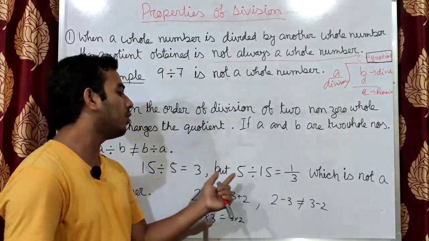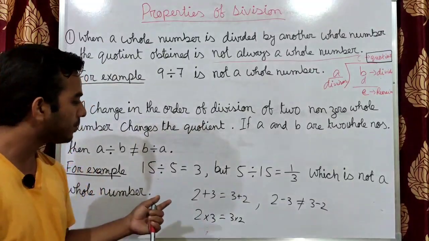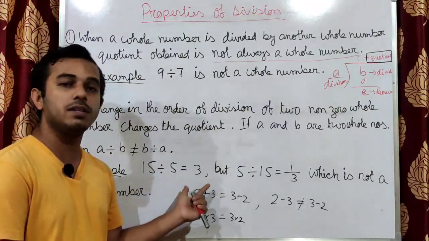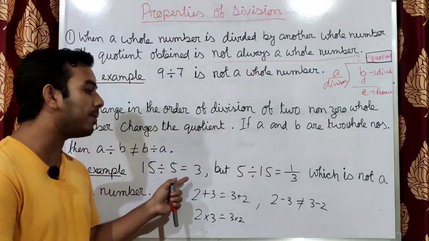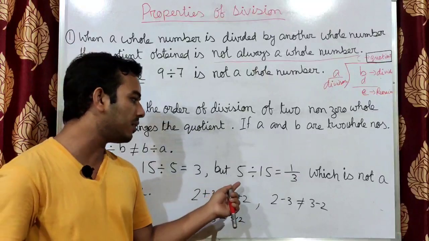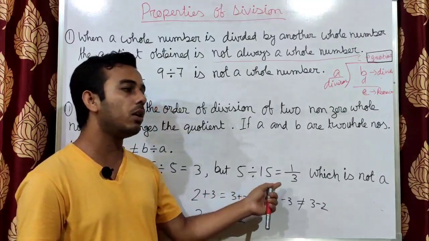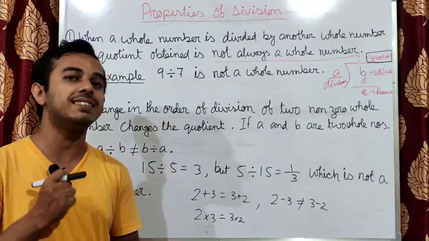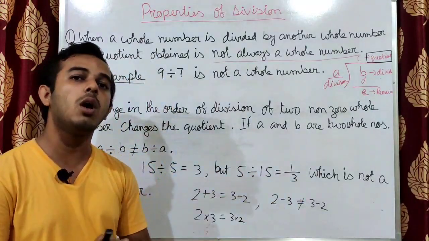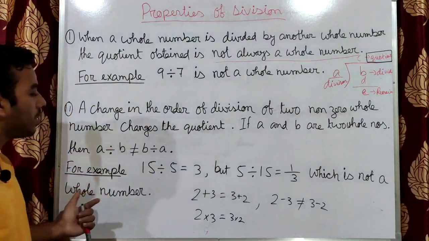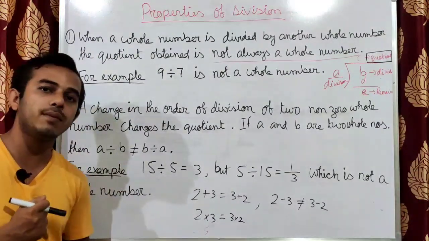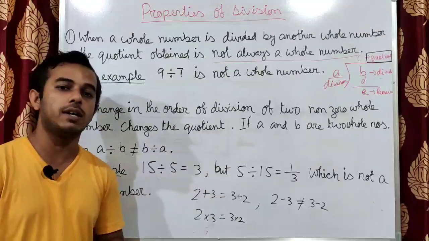Here, if we look at an example, 15 divided by 3, which we did earlier, is 5. Now if we rearrange their places, 3 divided by 15 will not give our answer as 5. Our answer will be 1 by 5, which is not a whole number. So this is our second point. I hope you got it, right? If you have any doubt, you can ask me.